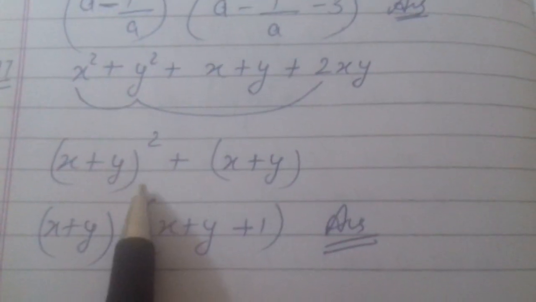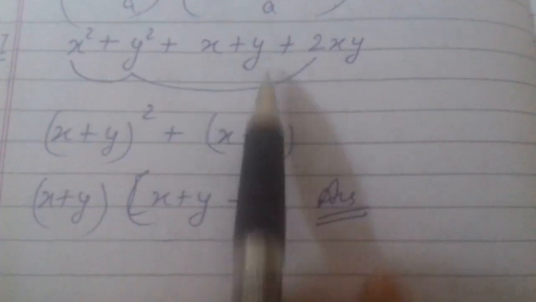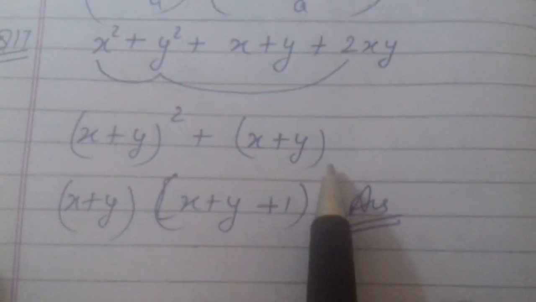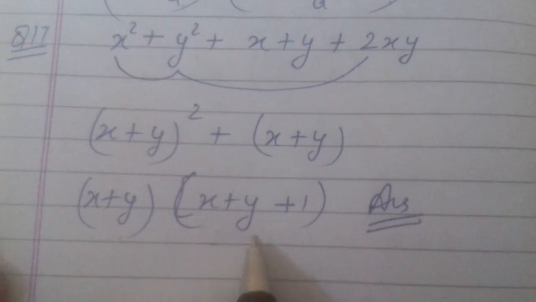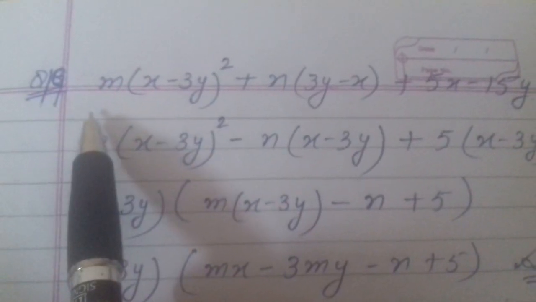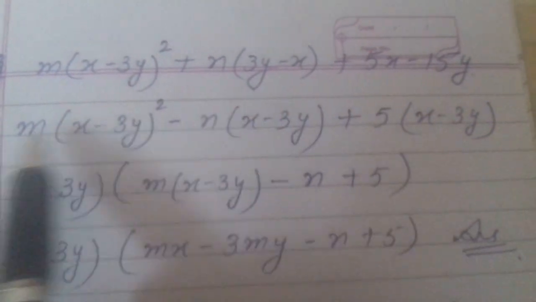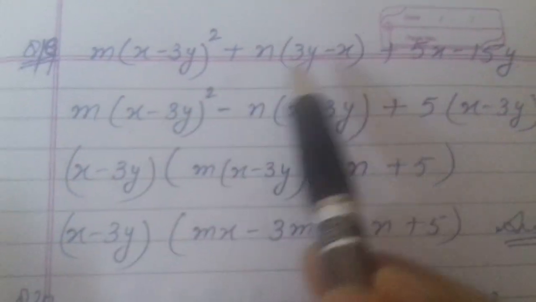How can it be written? A plus b whole square, and combine this term. Same, x plus y is common. Here x plus y plus 1. 19th question. You can see, children, as it is I wrote.